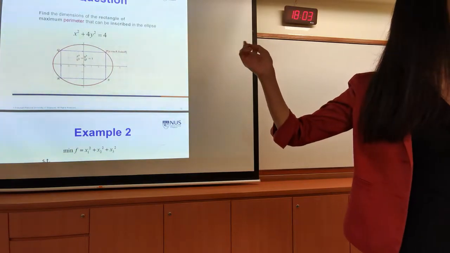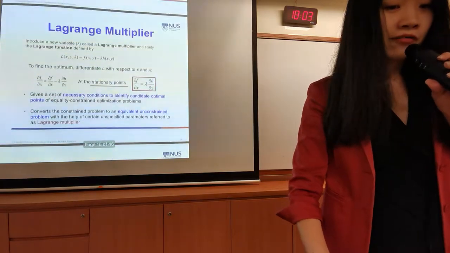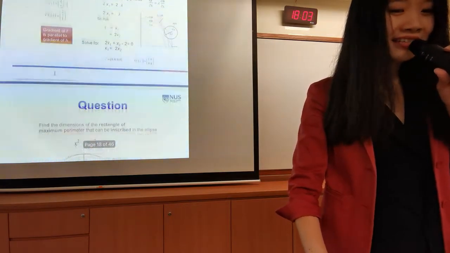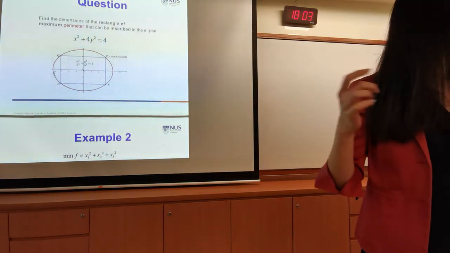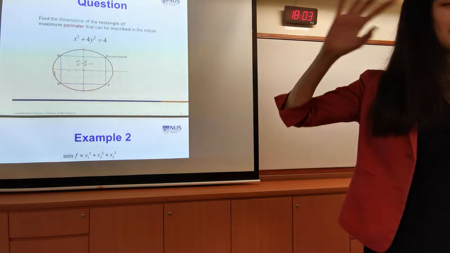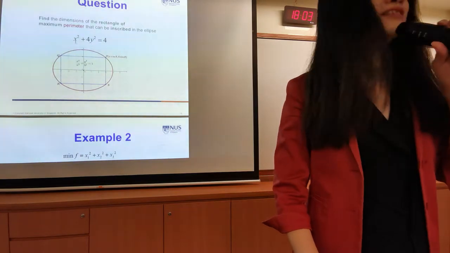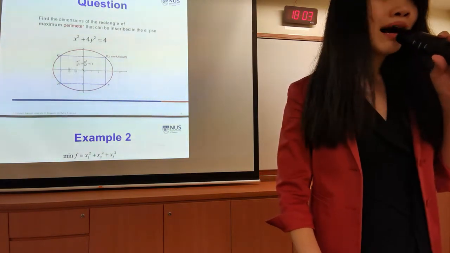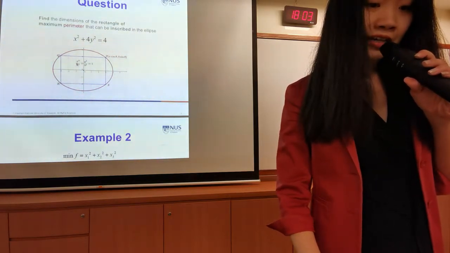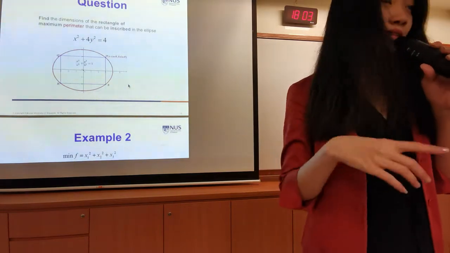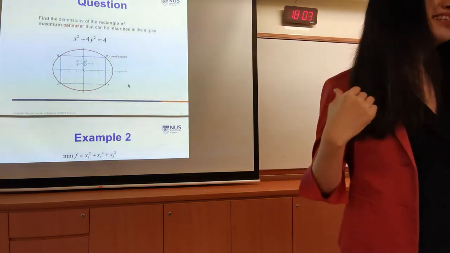Think about this question. We put it here right after we introduce the concept of Lagrange multiplier. So this problem you might have seen in your high school or even primary school practice. How do you do an interesting problem? You have an ellipse with this function defined, and then you want to maximize the perimeter of this rectangle within this shape. So if I give you such questions, are you able to use optimization to formulate it?